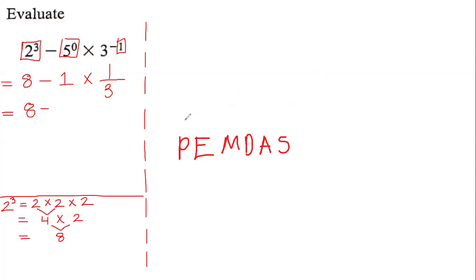Okay, so the P is for parentheses. Every time you're doing an operation, you always do parentheses first. If there's no parentheses, then you move on to the exponents. Exponents would be stuff like 2 to the 3rd power, 5 to the power of 0. After that, multiplication and division are equally weighted, so you do them from left to right as they come. Same thing with addition and subtraction. But you always multiply before you add, and you always divide before you subtract. You always do multiplication and division before addition and subtraction.